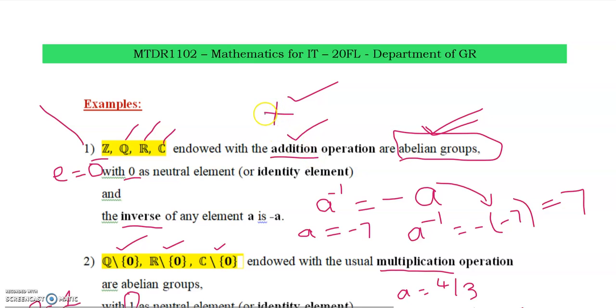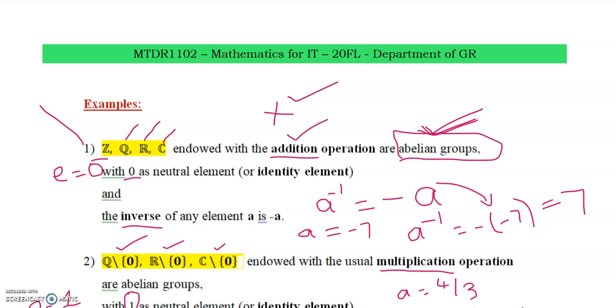Addition is the normal addition, the usual sum. What is given here is that Z, Q, R and C are abelian groups over the binary operation addition. If it is an abelian group, we know that five properties are satisfied: closed, associative, identity, inverse, and then commutative.